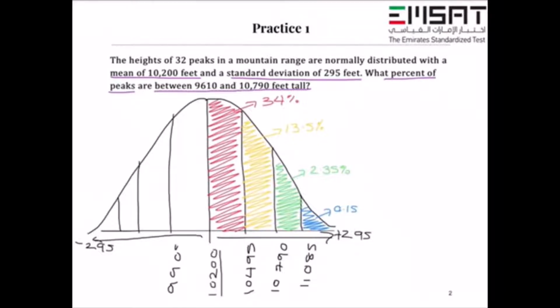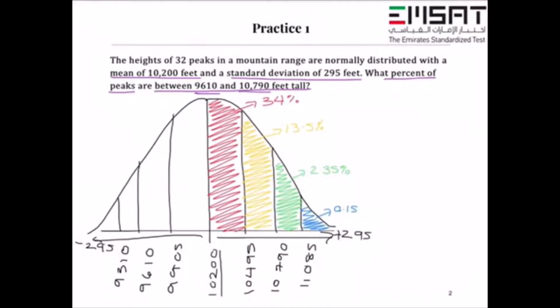And subtracting from 10,200, here we're going to have 9,905. Here we're going to have 9,610. And we're going to have 9,310.